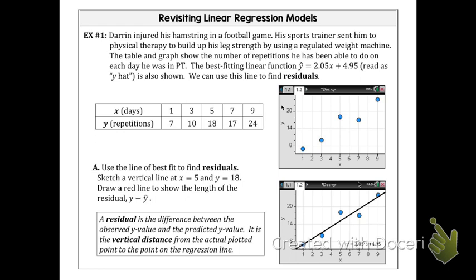Then A says use the line of best fit to find the residuals. So if you look at the next graph on the right, the second one, you'll notice that now it's got that regression line. All right, so now we're going to use that line to find those residuals. So first thing we're going to do is sketch a vertical line at x equals 5 and at y equals 18.